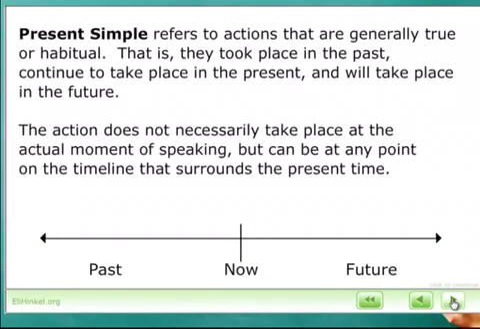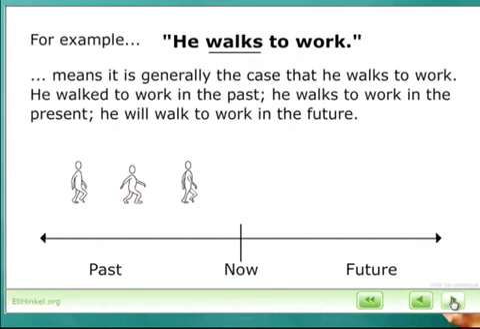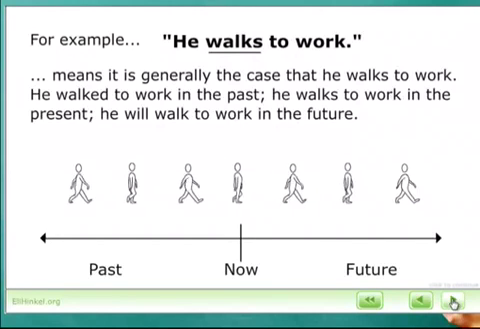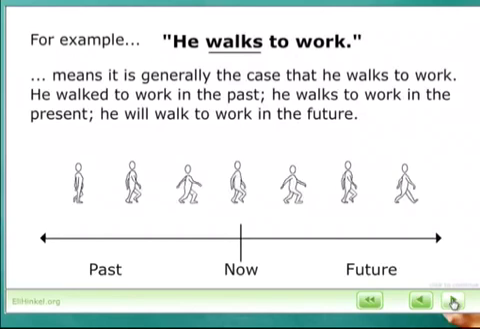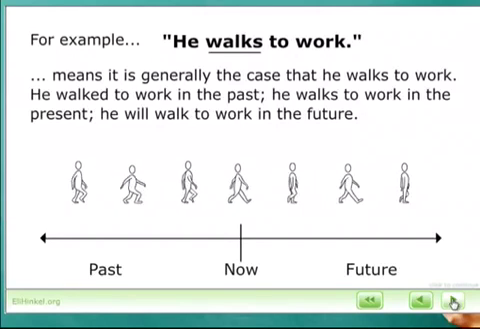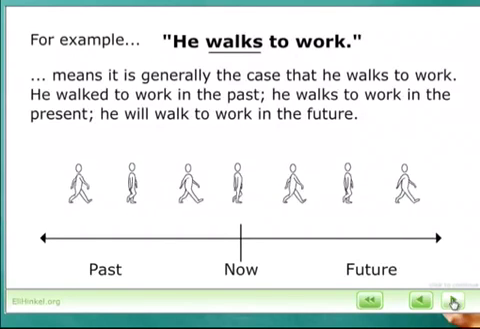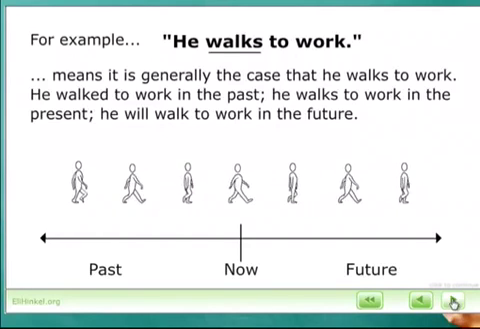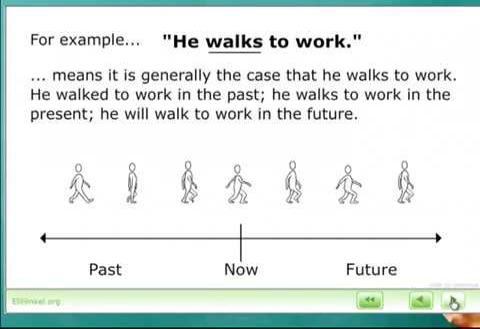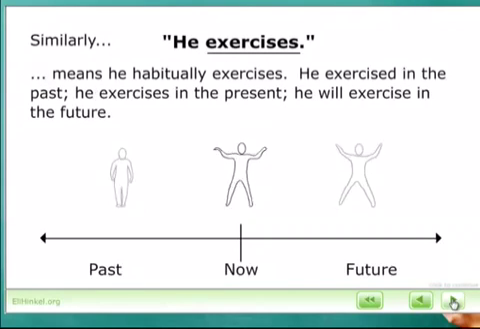Let's go ahead and move on to present simple. Present simple is talking about something that habitually happens over time. It's something that took place in the past, taking place in the present, and will take place in the future. Doesn't mean that it's happening right now. Let me give you an example. He walks to work. Does John drive to work? No, he walks to work. That's something that he does, an action that takes place time and time again. He's walked in the past, he's walking in the present, and he will walk in the future. Same thing with he exercises.